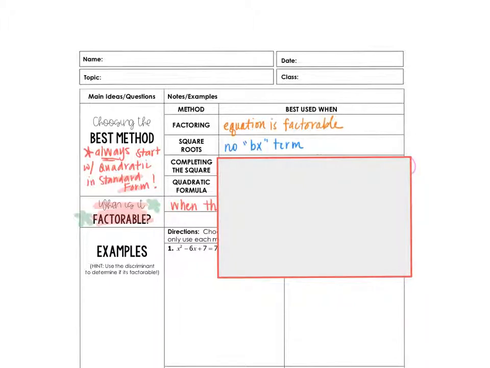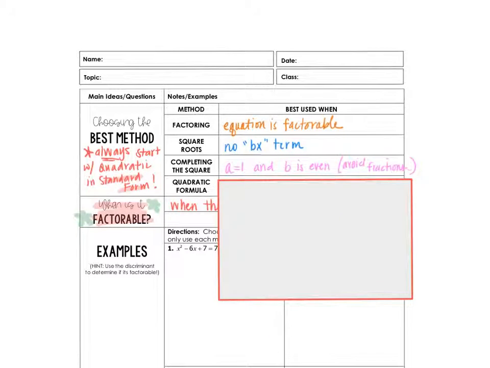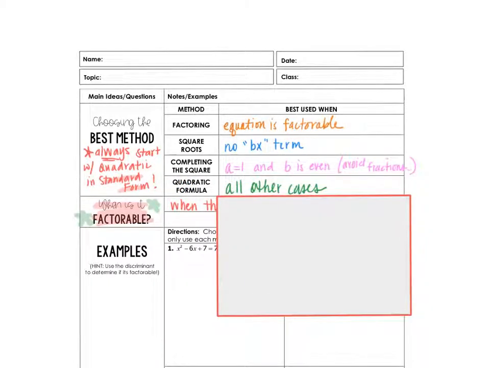If there is a bx term, you can automatically throw square roots away because that's not the method for you. Now we can always complete the square or use the quadratic formula, but sometimes one is faster or easier than the other. Completing the square tends to be faster and easier if your a is equal to 1 and your b value is even, because when you half and square b and you have an even number, you can avoid fractions. If b is odd and you half it, you're going to end up with a fraction. So that would be one of those scenarios where I'd rather just use the quadratic formula. The quadratic formula is for all other cases.